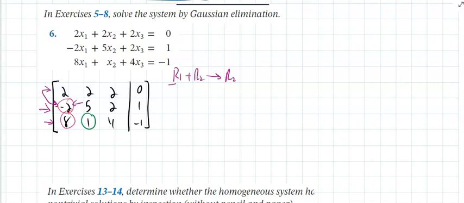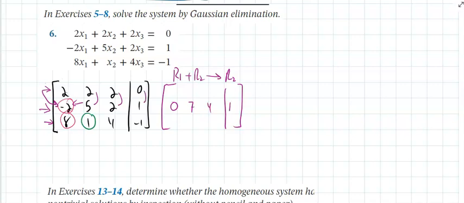So what this does, this tells me exactly what you're doing. You're adding that to 2 minus 2 is a 0. 2 plus 5 is a 7. 2 plus 2 is a 4. And 0 plus 1 is a 1.